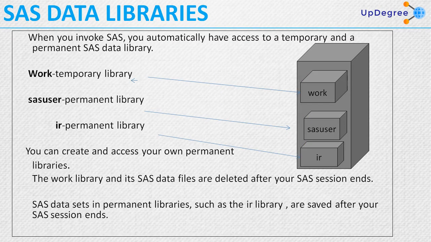Now let's discuss the different types of SAS data libraries. Basically there are two different types of SAS data libraries. One is a temporary library, another is a permanent library.